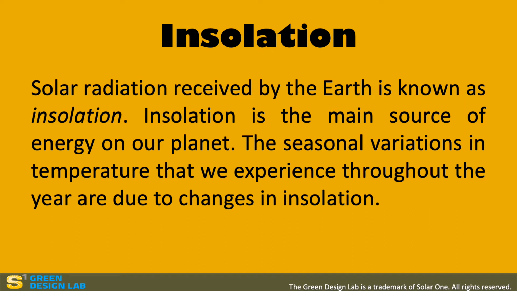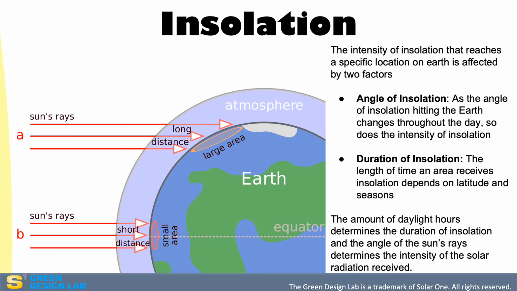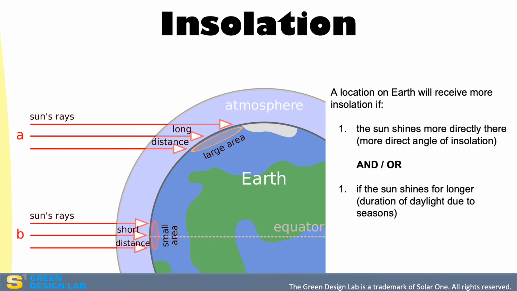The amount of insolation an area receives depends on the specific latitude, season, and time of day. The intensity of insolation an area receives is dependent on the angle of insolation and the duration of that insolation. The angle of insolation is the angle the sun's rays make when they hit Earth's surface. The duration of insolation is the amount of time an area is receiving sunlight. If there is a more direct angle of insolation and if there are more hours of sunlight, then an area will receive more insolation.